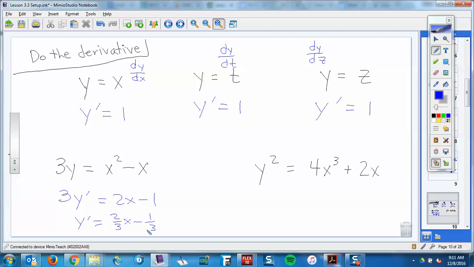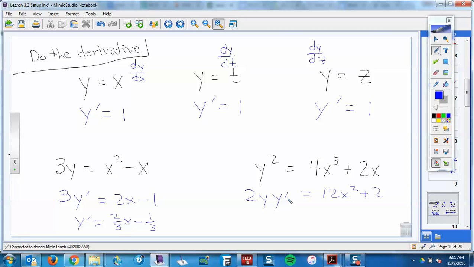Now, here's where it gets tricky. So I was just telling you about this one. On this side, it's easy. This is 12x squared plus 2, right? But on this side, pretend that this was just a normal x. What would you say the derivative of y squared is? You'd say 2y. But we're going to also tack on a y prime.